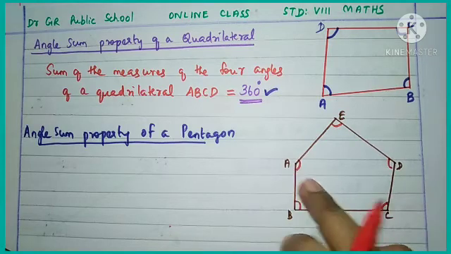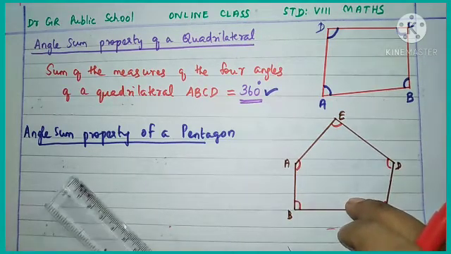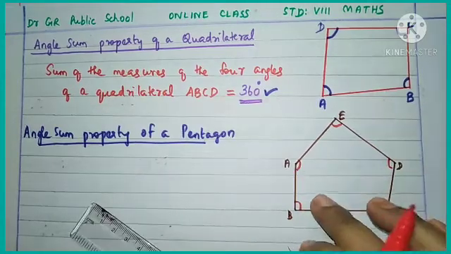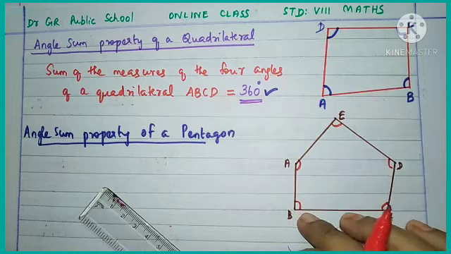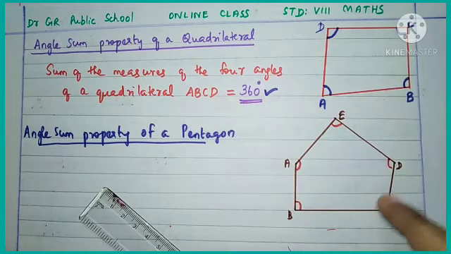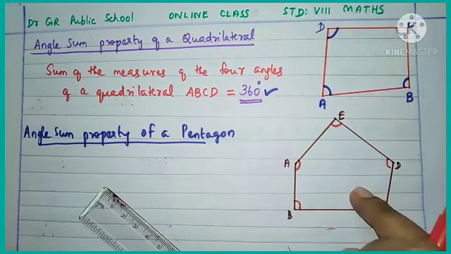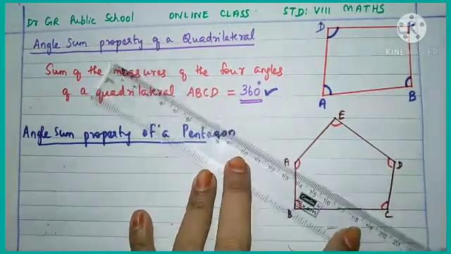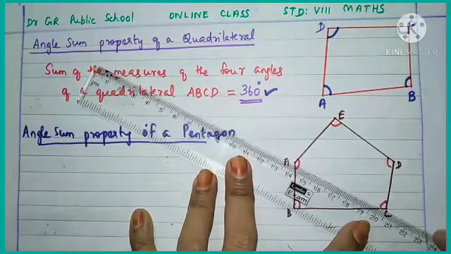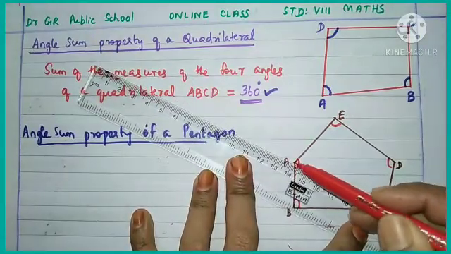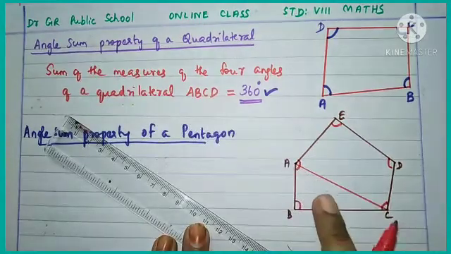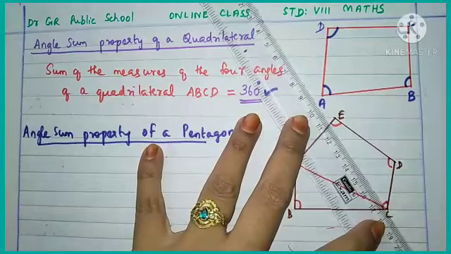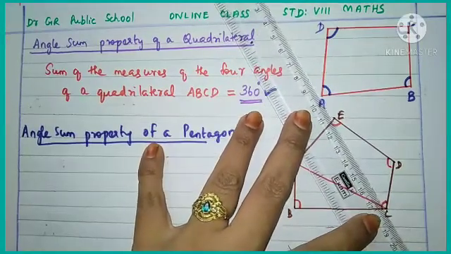Now in the similar way as we did in the previous cases, here I am going to join the diagonals so that we can see how many triangles are formed in this pentagon. Here also we are using the angle sum property of a triangle to find out the angle sum property of this pentagon. So I am going to join A and C, the two vertices. Now you see we got one triangle here. Now I am going to join these two vertices, that is C and E.